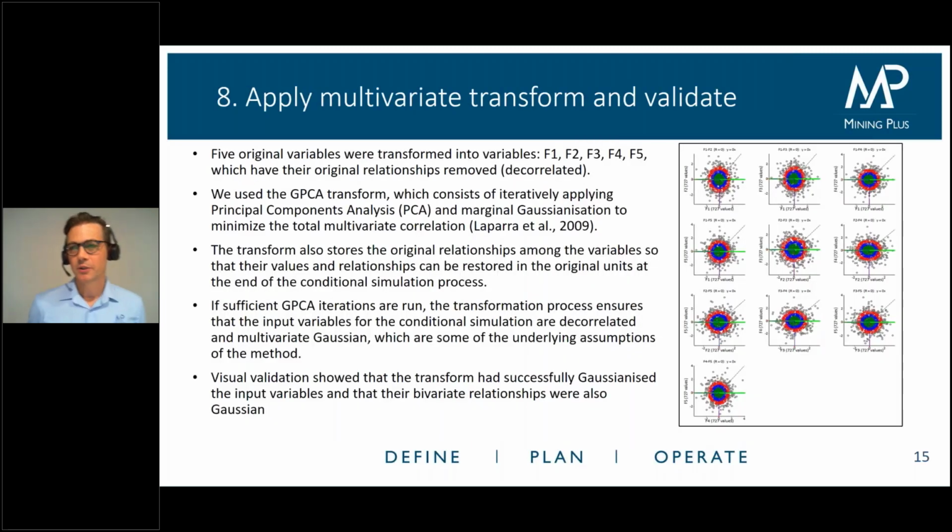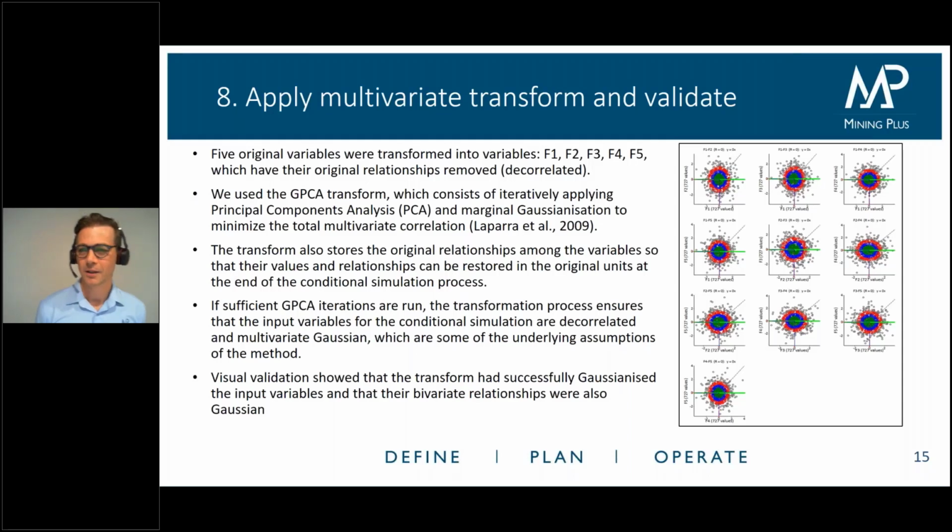Then we applied the multivariate transform and validated that. So the original 5 variables were transformed into the variables F1, F2, F3, F4, F5, which all happens inside Supervisor. And in the process, they have the original relationships removed. They are decorrelated. We use the GPCA transform. There's 2 options in Supervisor. We used that one. The other, projection pursuit transform, wasn't working at the time. We only had the beta version available.